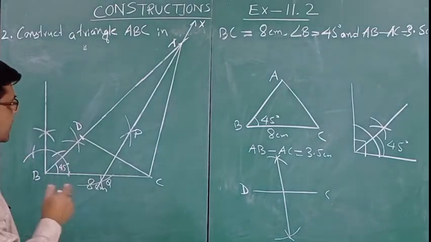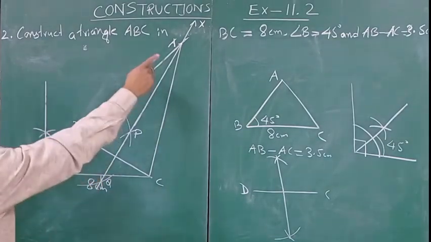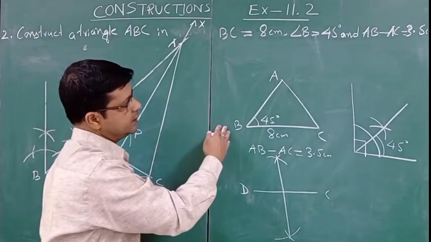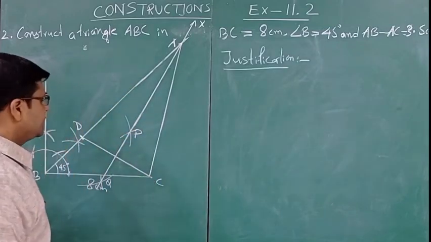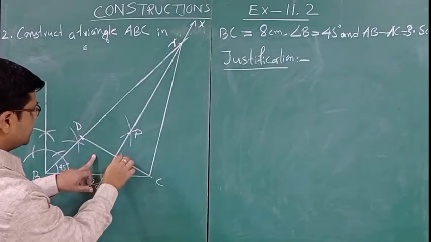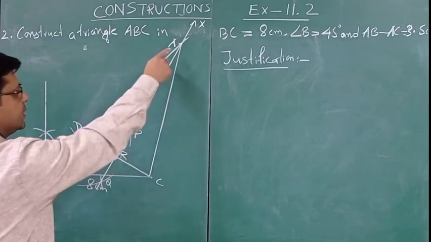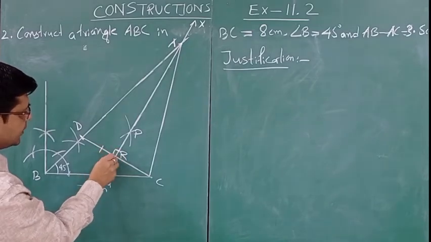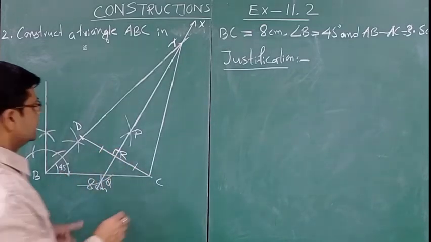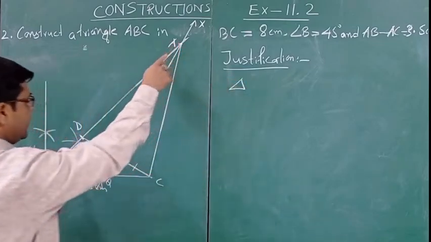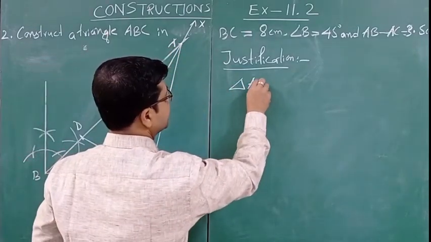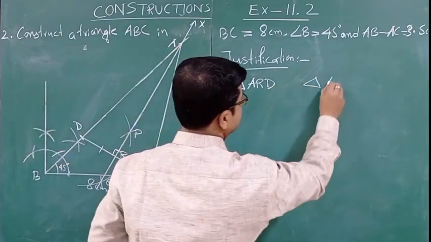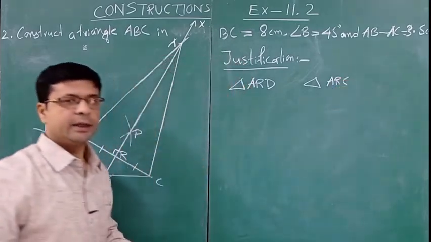Now dear students, what is the justification? How does AB minus AC come to 3.5 cm? Let us see the justification. Suppose this point is marked as R. What is PQ here? PQ is the perpendicular bisector, that is perpendicular plus bisector. So here, triangle ARD and triangle ARC, are they congruent? Let us check for that.